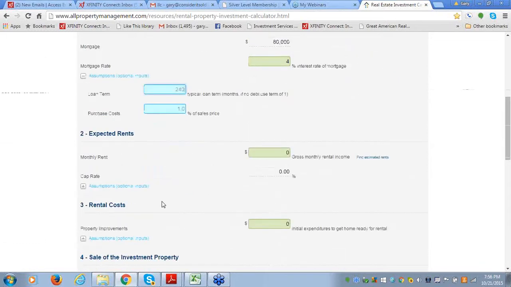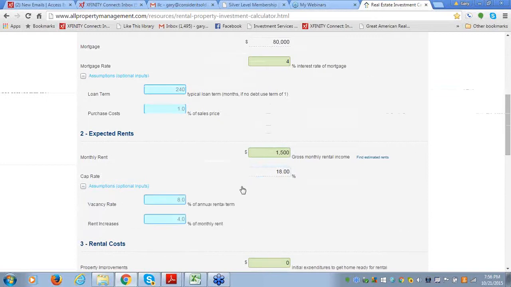All right, now let's go down to expected rents. I expect to collect in rents off of that property, gross monthly rents in the area of, let's just say, $1,500 per month on a purchase price of 100,000. So that gives me a cap rate of 18%.